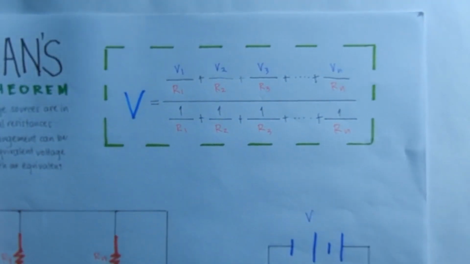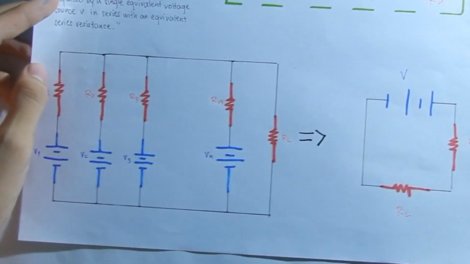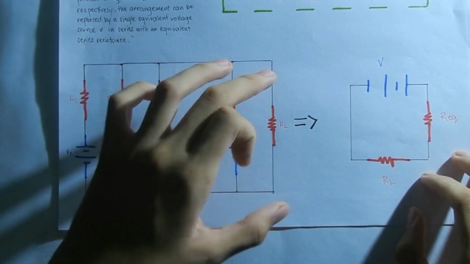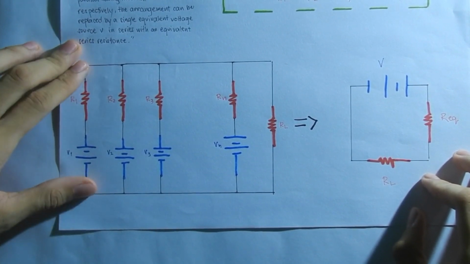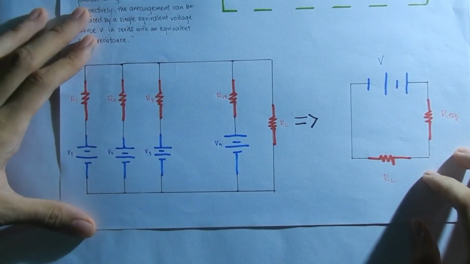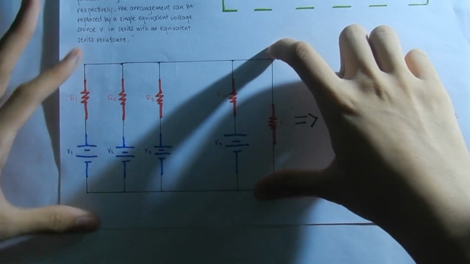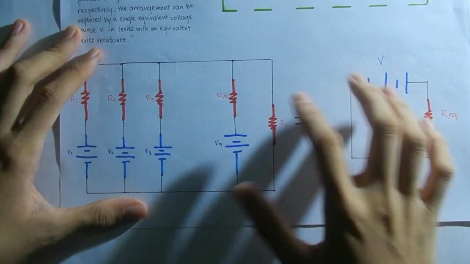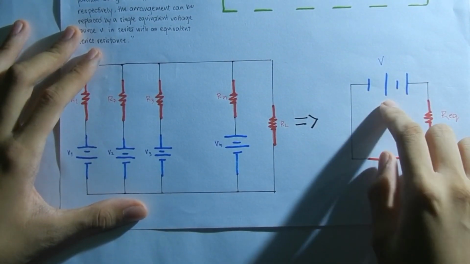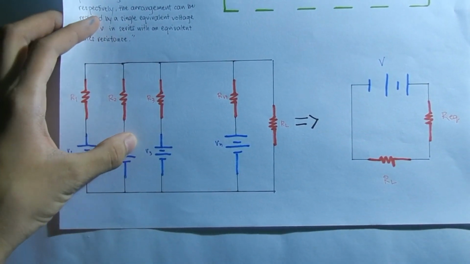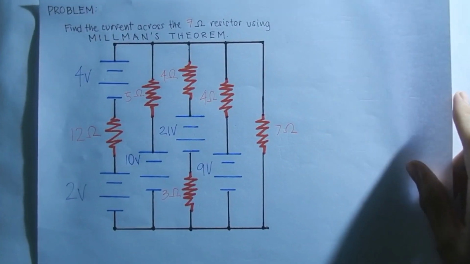Let's make it clearer by looking at these circuits. In this circuit, we can see multiple voltage sources connected in parallel. According to Millman's theorem, we can simplify this whole circuit into a simpler one with an equivalent voltage and an equivalent resistance. Okay? Now let's get back to our problem.